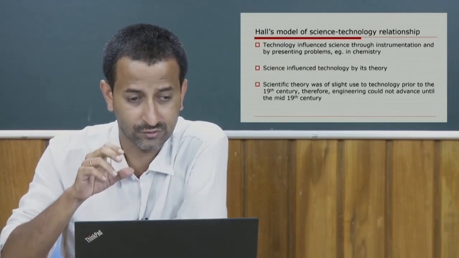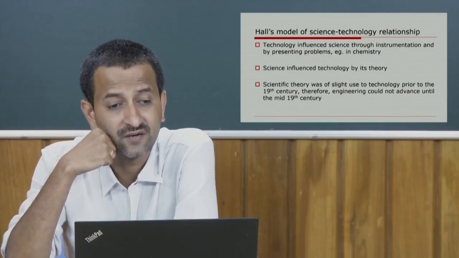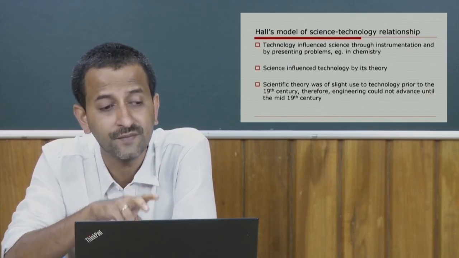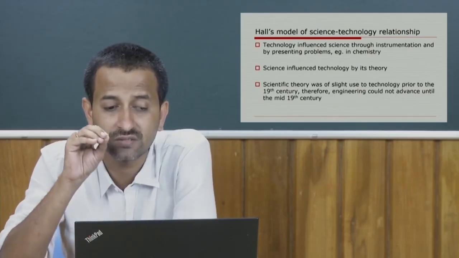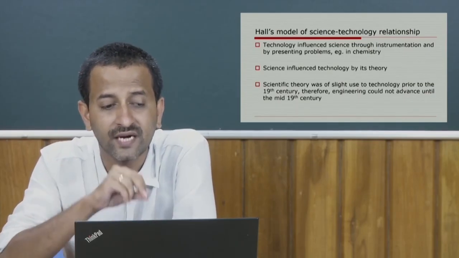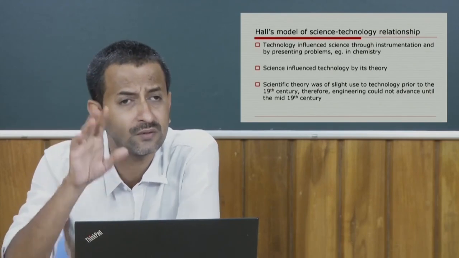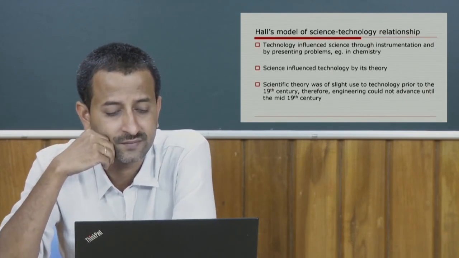But Hall's model of science and technology relationship: technology influenced science through instrumentation by presenting problems, such as in chemistry; science influenced technology by its theory. Scientific theory was of slight use to technology prior to the 19th century. Therefore, engineering could not advance until the mid 19th century. That was Hall's argument. That is Hall's model of the science technology relationship.